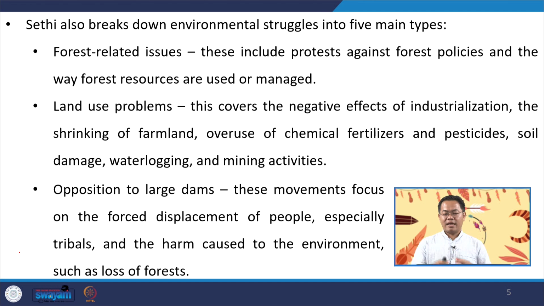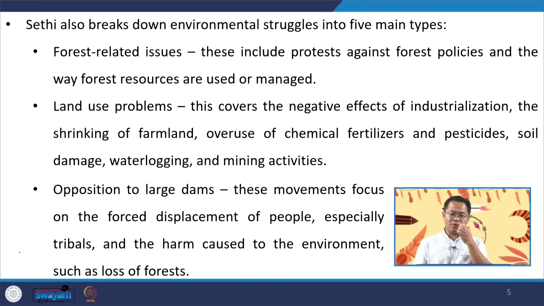So, therefore, it is not surprising to know that forest related issues or forest rights is a matter of big concern for tribal communities, and these forest related issues are mostly concerned with protests against forest policies and the way forest resources are used or managed.